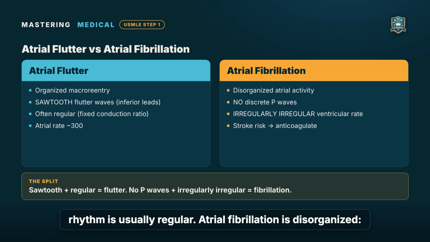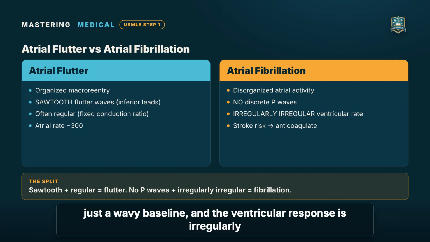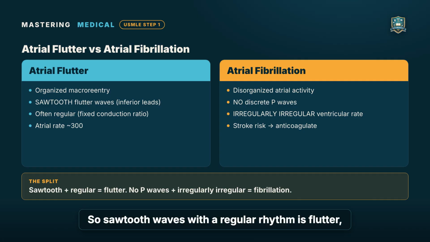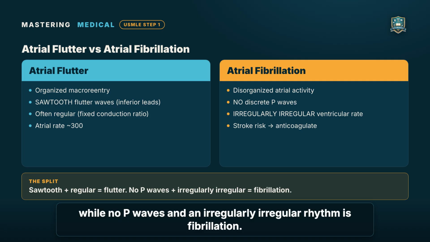Atrial fibrillation is disorganized. There are no discrete P waves, just a wavy baseline, and the ventricular response is irregularly irregular. Both raise stroke risk and need anticoagulation. So sawtooth waves with a regular rhythm is flutter, while no P waves and an irregularly irregular rhythm is fibrillation.